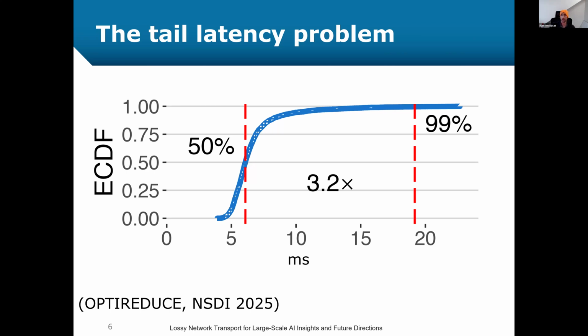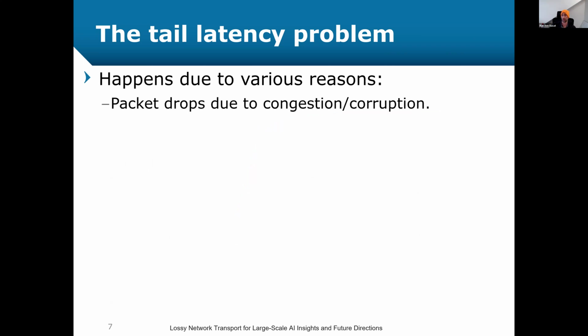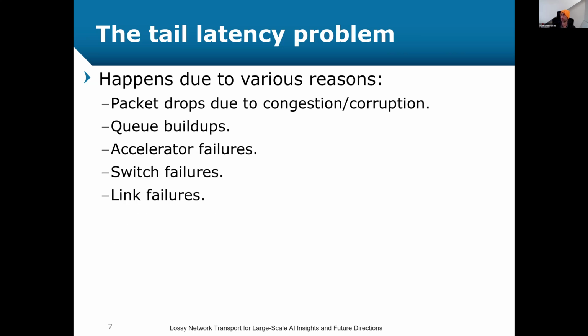Right? So why do we have this? Right? So there are several reasons for that. So one of them is that we can have packet drops that I think we talked about already. And this could be due to either congestion or corruption. We could have queue buildups that just inflate the latency. We can have accelerator failures. We can have switch failures. We can have link failures. We can have straggler nodes, so some nodes can take longer than others. And that's a very incomplete list.